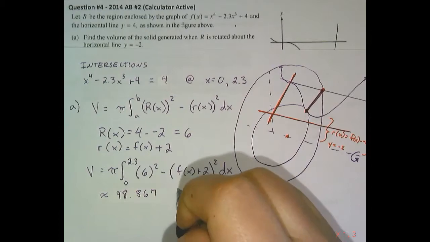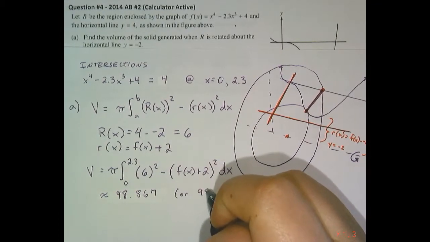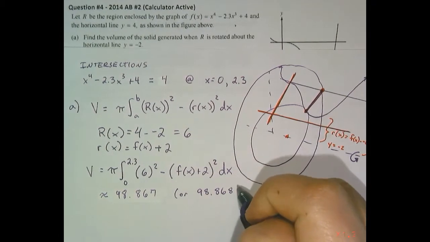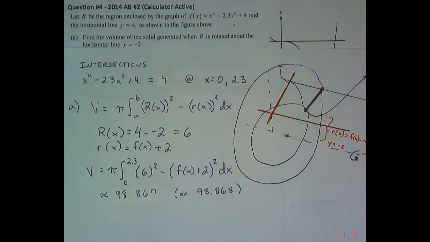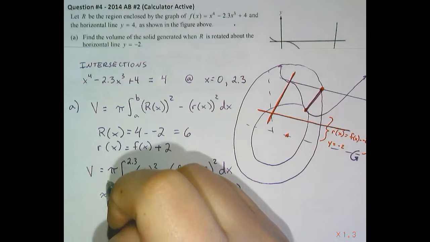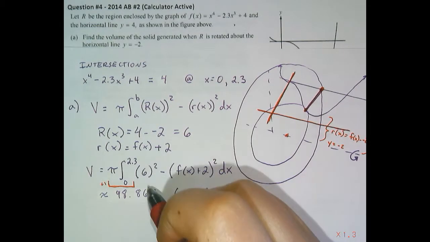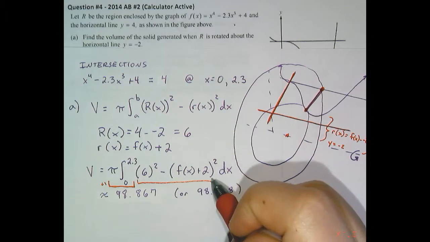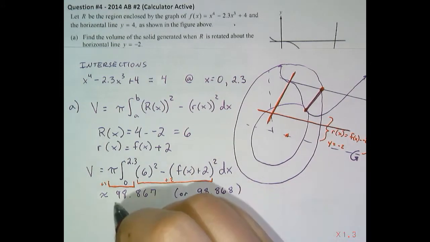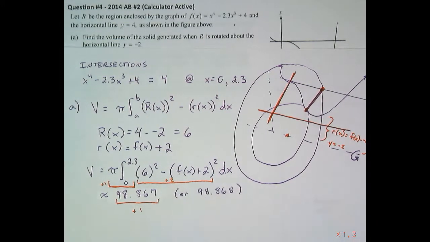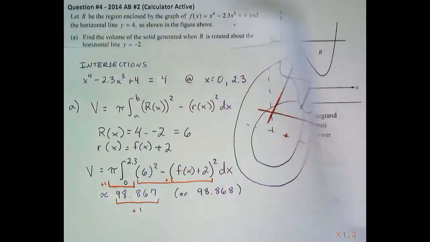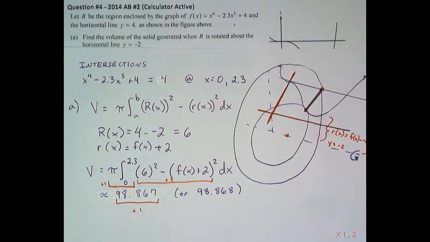98.867, or if we are rounding, 98.868. This FRQ portion is worth 4 points. You get 1 point for the limits and the constant, so that's 1 point right there. You get 2 points for the integrand, and then you get 1 point for the answer. Just double check that. Yep. 4 points for that. Okay, let's move on to part B.